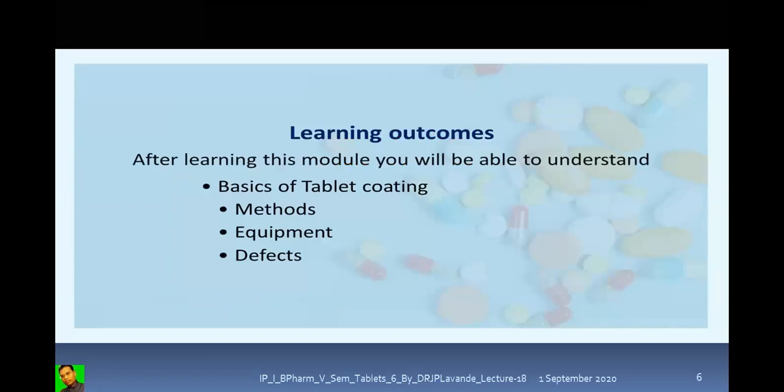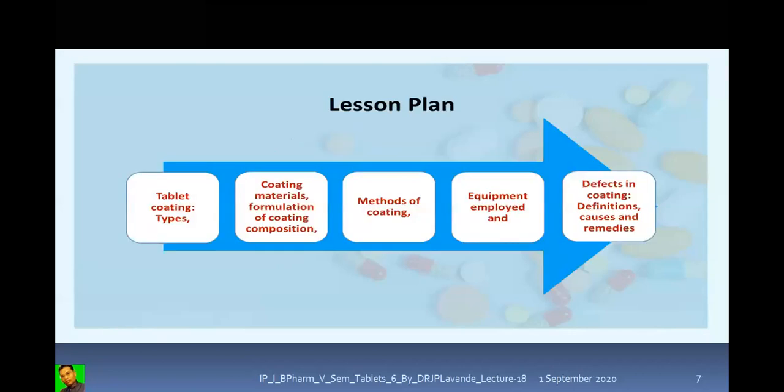Now today we have to see the process which is the layering of the tablet, that is properly called coating. Today we have to study some of the basics of tablet coating. What are the different methods that are used in order to coat the tablet? What are the different coating procedures? Then the different equipment, and what defects we are going to find in the coatings of the tablets.